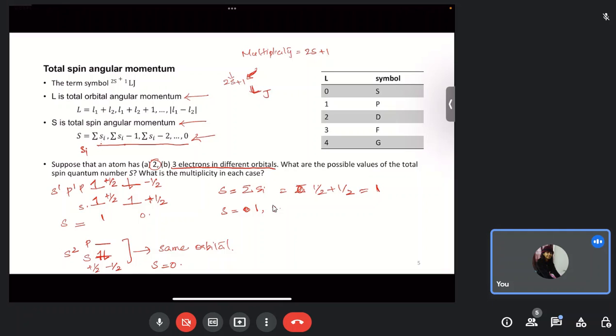In this particular case, the multiplicity is going to be 2S plus 1, right? So if the S value is 1, then 2S plus 1 is going to be 3, and if the S value is 0, it is going to be 1. This is multiplicity, 2S plus 1. For S equal to 1, it is going to be 3. For S equal to 0, it is going to be 1.